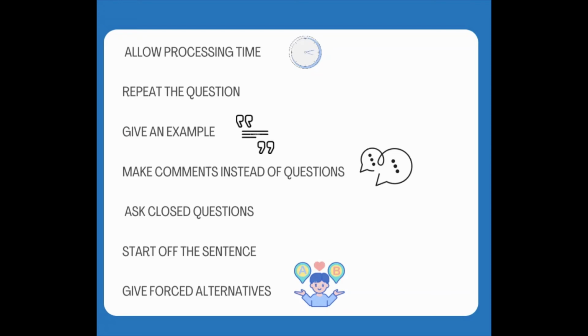We have talked about 7 things you can do to adapt your questions to make it easier for your child to understand. These are: allow processing time, repeat the question, give an example, make comments instead of questions, ask closed questions, start off the sentence for your child, and give forced alternatives.